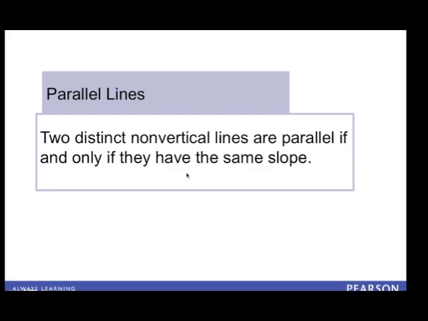We also can have parallel lines. Two distinct non-vertical lines are parallel if and only if they have the same slope. They have to have the very same slope. That makes them parallel because slope does determine how they slant.